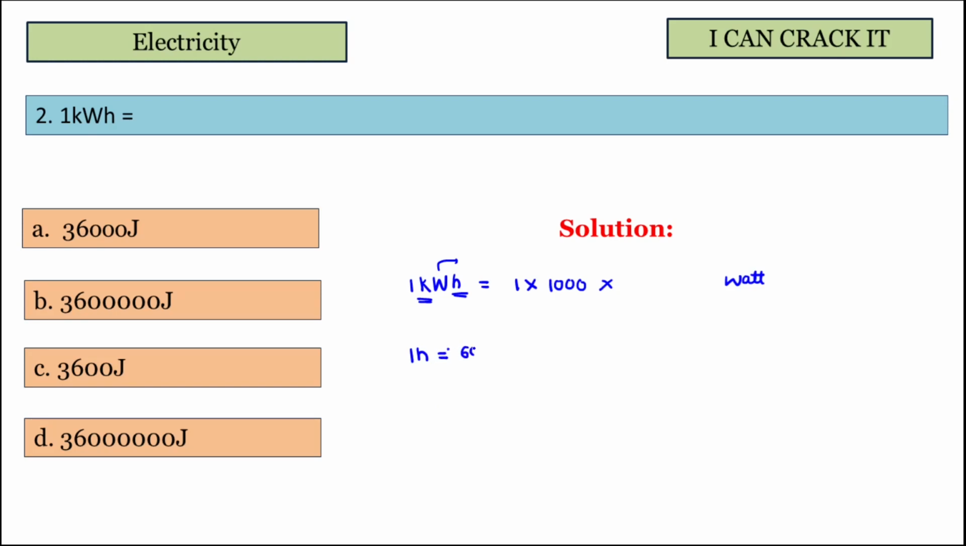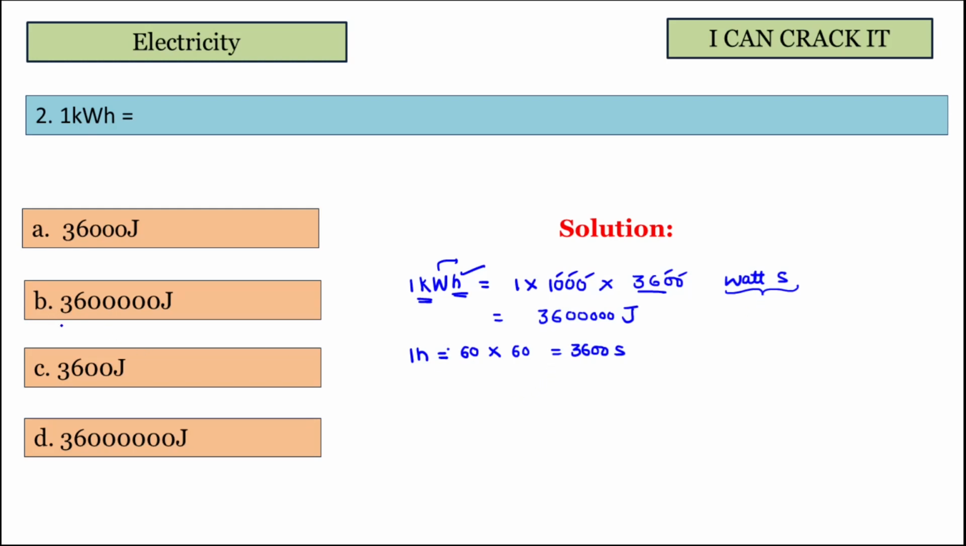1 hour means 60 minutes into 60 seconds per minute. So 60 into 60, 3600 seconds. So here I will write 1 hour as 3600 seconds. Now 36 as it is, and here 1, 2, 3, 4, 5, I'll write 5 zeros. And watt into second is nothing but joule.